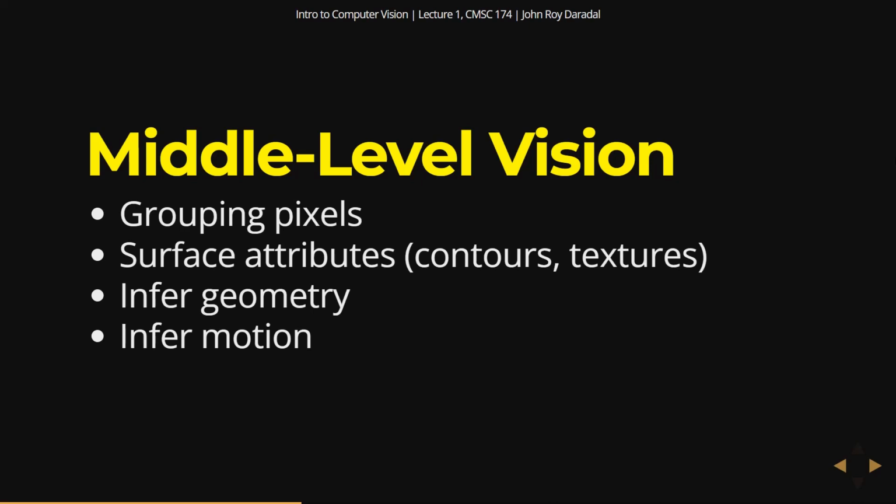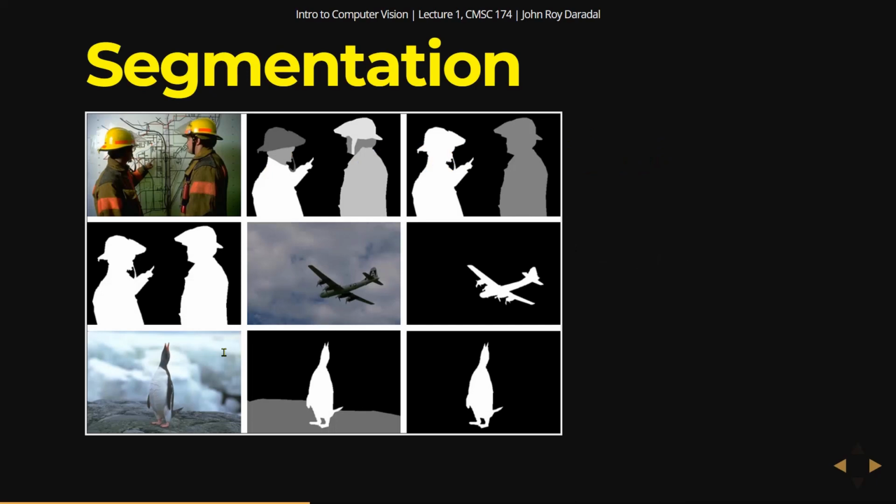Okay, so we're now grouping pixels. We're looking at surface attributes like contours and textures and other features, right? So we can group the pixels together, and we can now infer geometry, shapes, and 3D models, and then we can also infer motion.